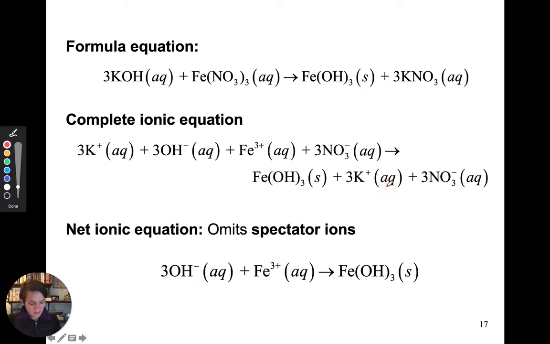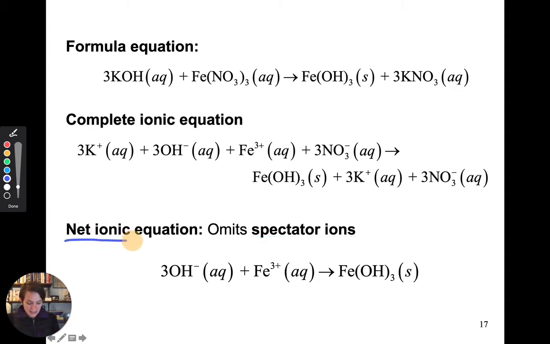However, our potassium and our nitrate are still just free in solution. So if you look at this, yes, our iron hydroxide underwent a chemical change. In contrast, our potassium nitrate did not. It always existed as aqueous ions, and it still does. These species that were aqueous as reactants and aqueous after the chemical reaction has taken place are known as spectator ions.